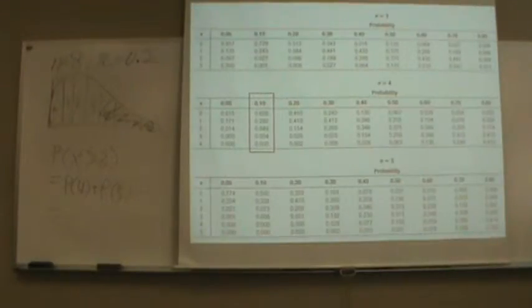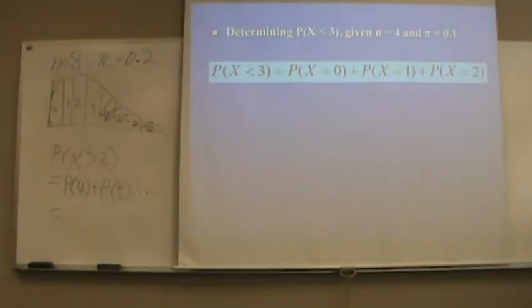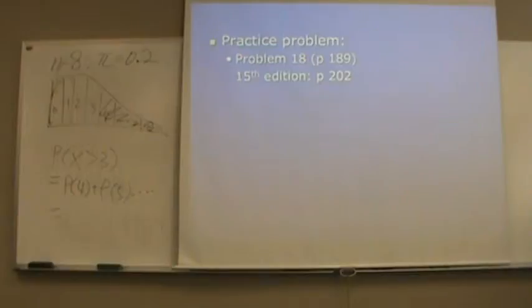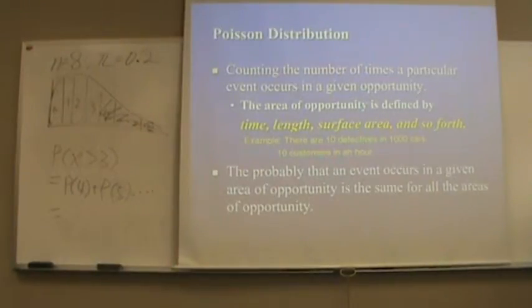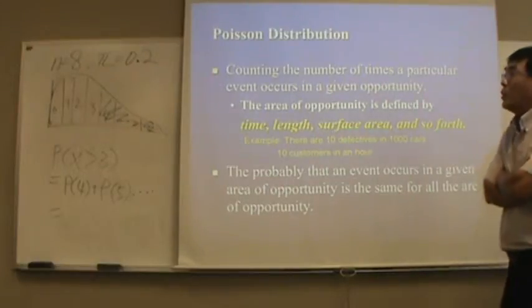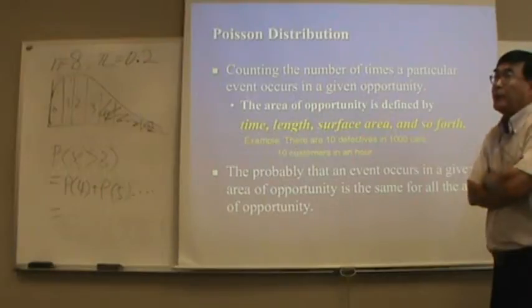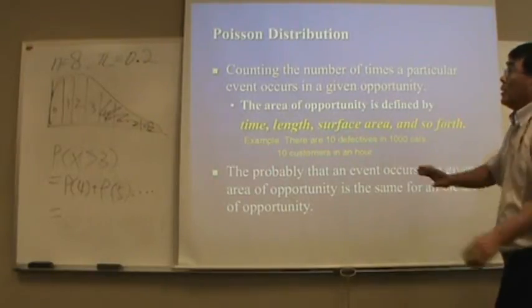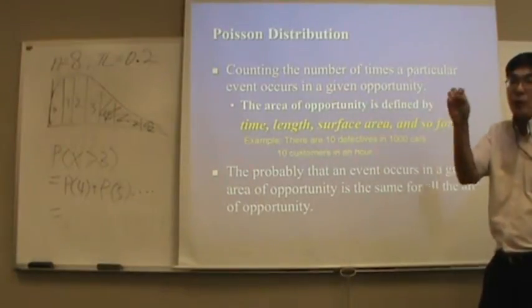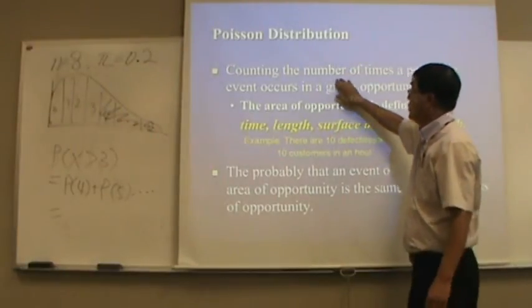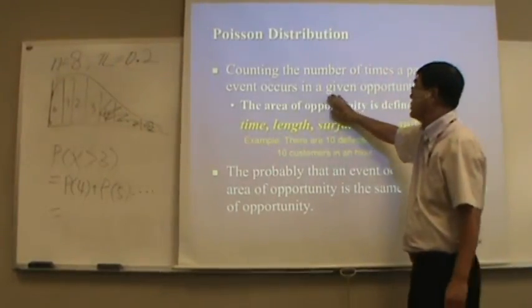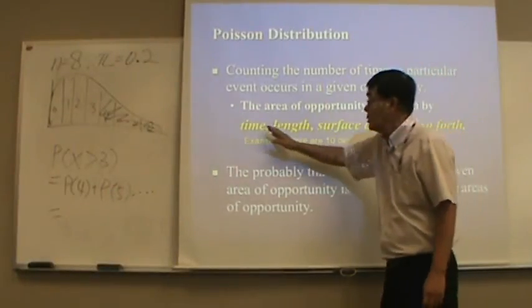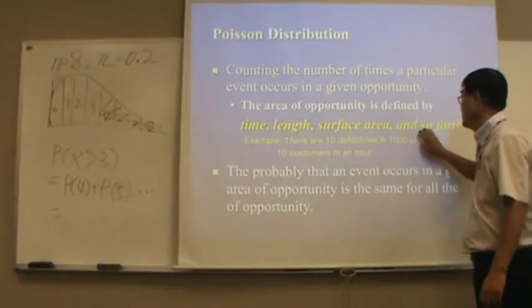That's binomial distribution. And next one, Poisson distribution, a discrete probability distribution. Binomial, if there are only two possible outcomes, then binomial distribution. If it is counting the number of times a particular event occurs in a given opportunity, such as time, length, surface, area, and so forth, then Poisson.